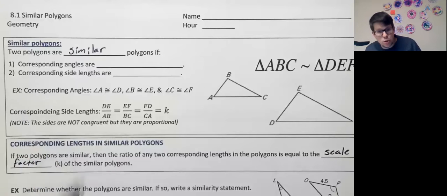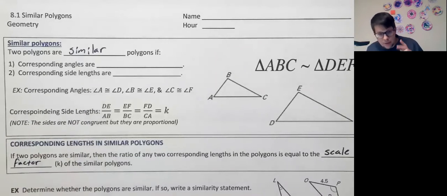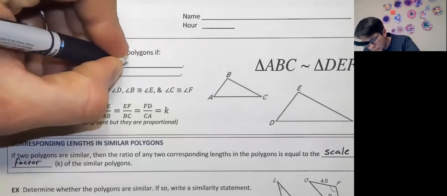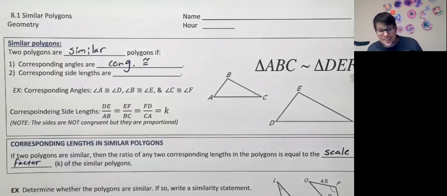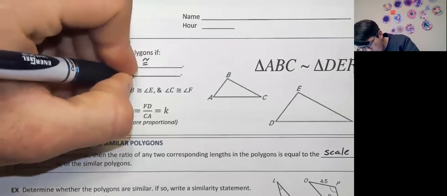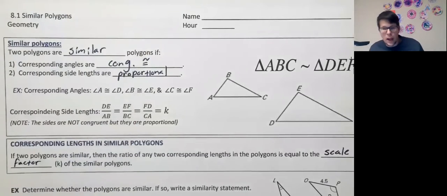Similar polygons are two shapes or two figures, and they're considered similar if two major criteria are met. Specifically, if corresponding angles are congruent and if corresponding side lengths are proportional. So these are not the exact same term twice in a row. What is true for angles? They need to match up perfectly, but the side lengths don't. Let's make that a little bit clearer.